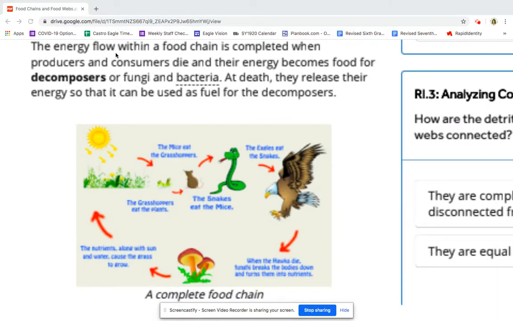The energy flow within a food chain is completed when producers and consumers die and their energy becomes food for decomposers, or fungi and bacteria. At death, they release their energy so that it can be used as fuel for their decomposers.